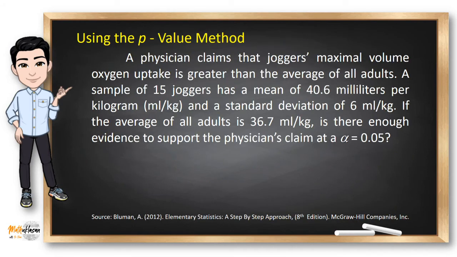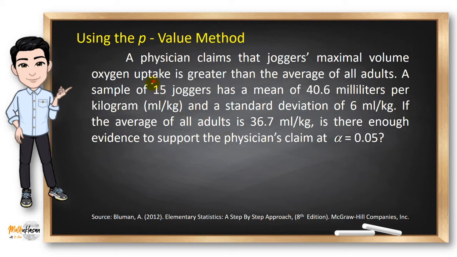Aside from the traditional critical value method, we can also use the p-value method. In this example, a physician claims that joggers' maximal volume oxygen uptake is greater than the average of all adults. Now, he has a sample of 15 joggers and has a mean of 40.6 milliliters per kilogram and a standard deviation of 6. If the average of all adults is 36.7, is there enough evidence to support the physician's claim at alpha level 0.05?